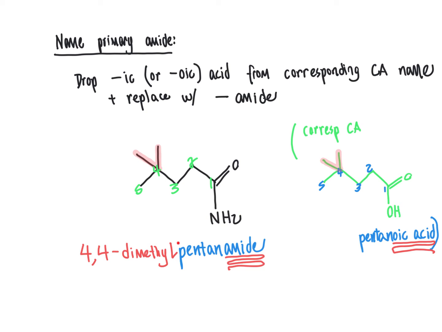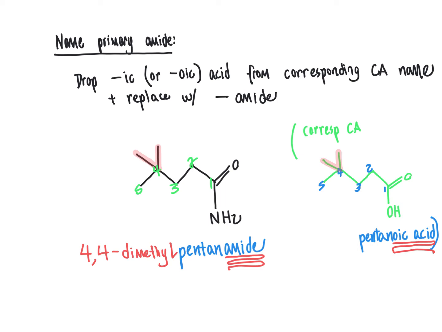And so the parent name here would be pentanamide, with that NH2, rather than pentanoic acid if we had an OH there. And then from there, we come up with the location and name of the branches. At position 4, there's two methyl groups, so we call it a 4,4-dimethyl pentanamide here. Naming primary amides is as straightforward as taking the carboxylic acid name and replacing the term ic or oic acid with the term amide.